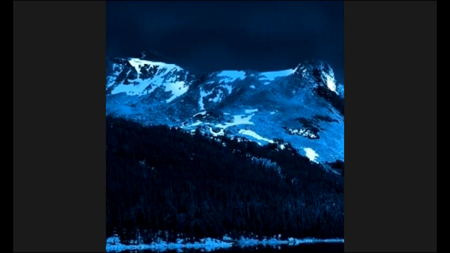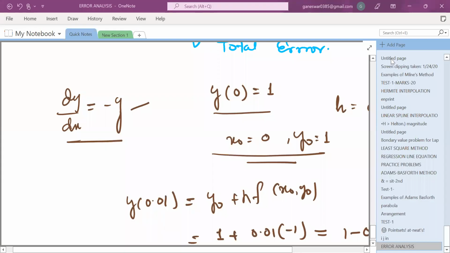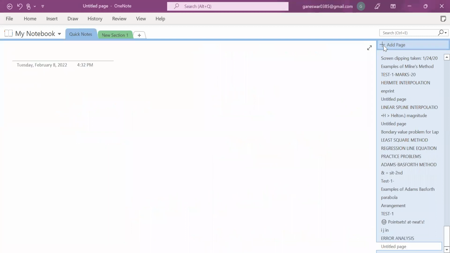So just today we'll do an example. Examples of quadratic interpolations.